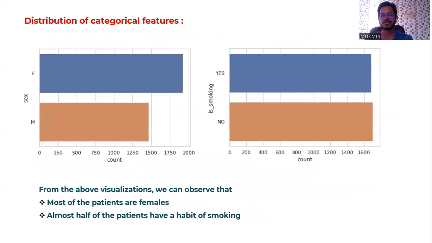After that, we can observe the distribution of categorical features. Here we have only two categorical features, and those are sex and is smoking. Sex is nothing but female or male. Here we can see most of the patients are females. And if you see is smoking, almost half of the patients have a habit of smoking.